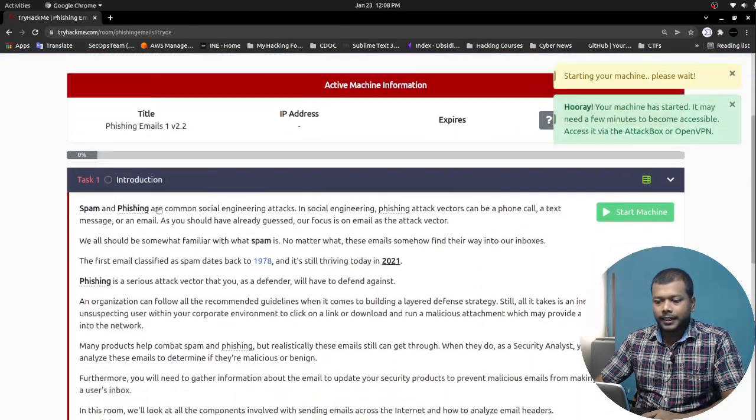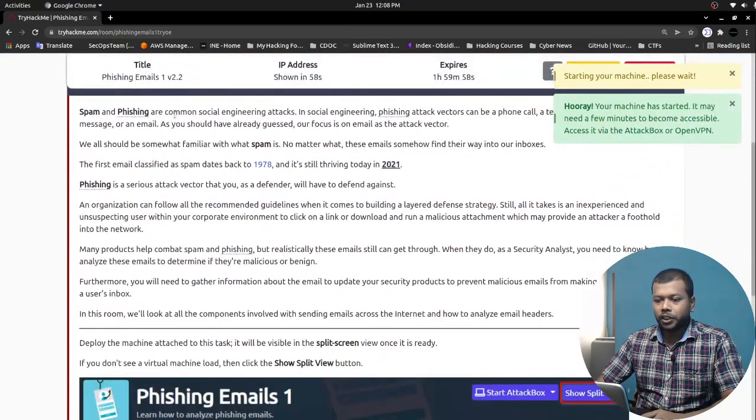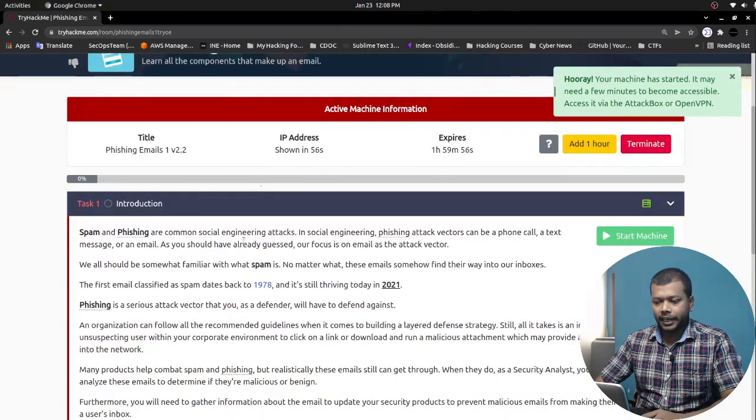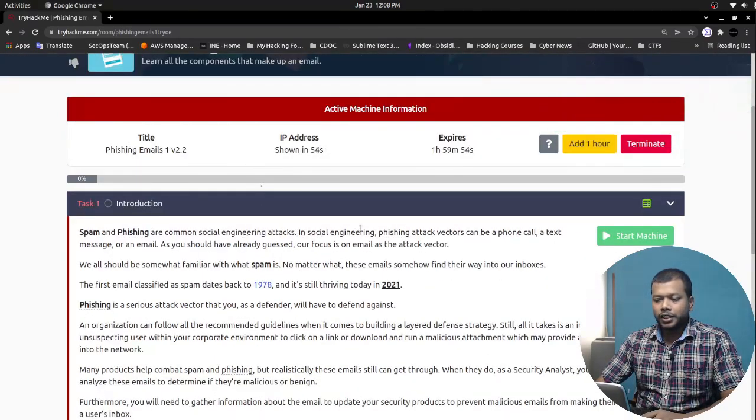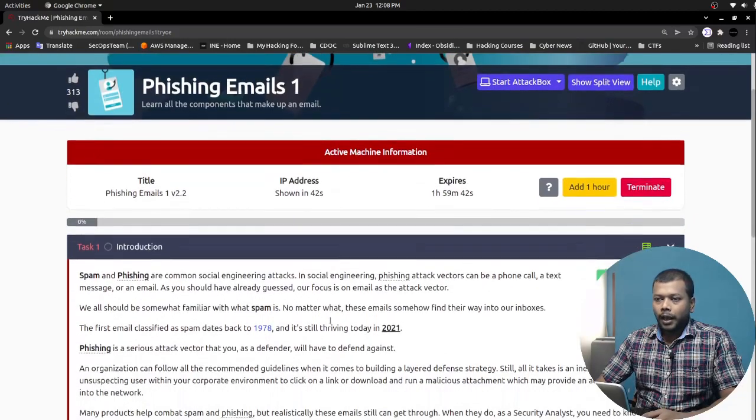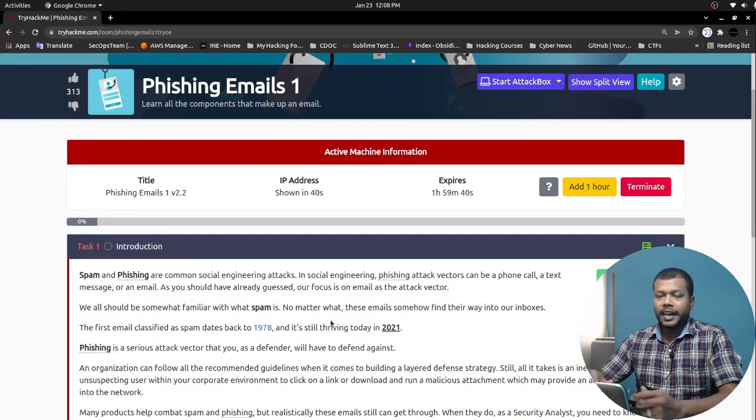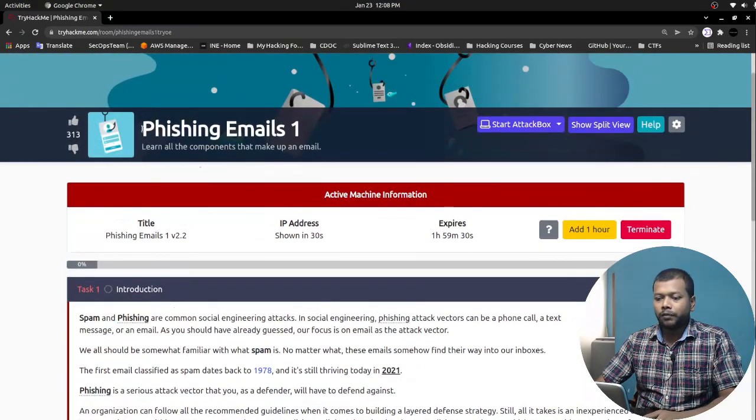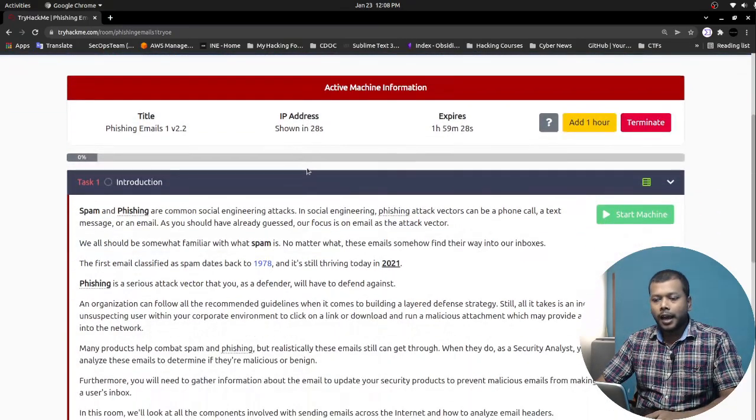Okay, let's see the introduction. Spam and phishing are common social engineering techniques. And in social engineering, phishing attack vectors can be a phone call, a text message, or email. As you should have already guessed, our focus is on email as the attack vector. Social engineering techniques might be on various mediums, but the email medium is one of the crucial and most utilized mediums. That is why we are going to give priority to email.